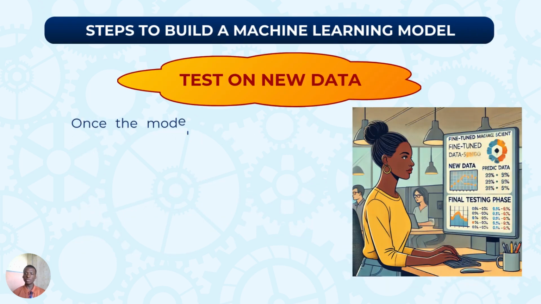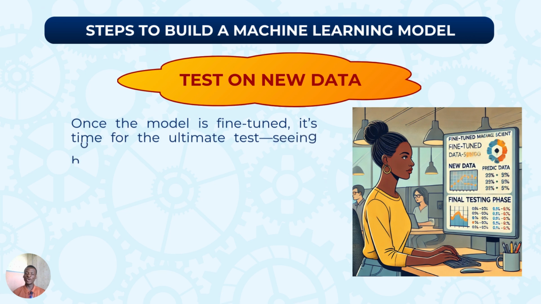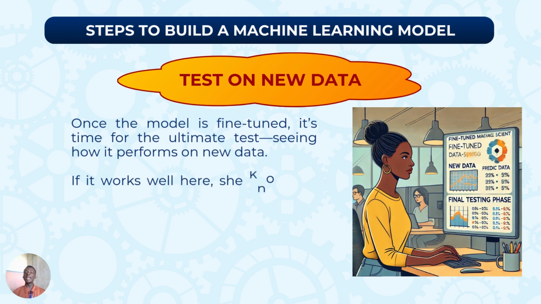Once the model is fine-tuned, it's time for the ultimate test, which is seeing how it performs on new data. Tolu uploads an entirely new set of data that the model hasn't seen before to check if it can generalize and make accurate predictions. If it works well here, she knows it's ready for real-world use.